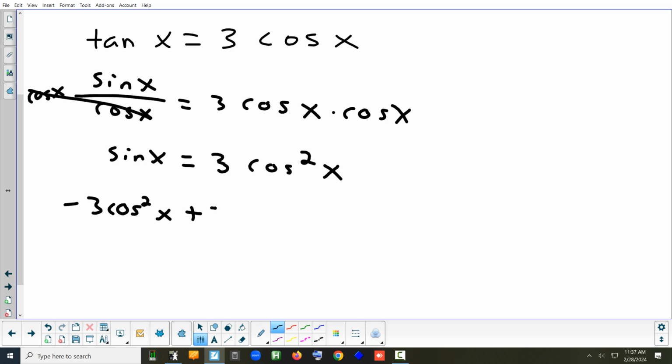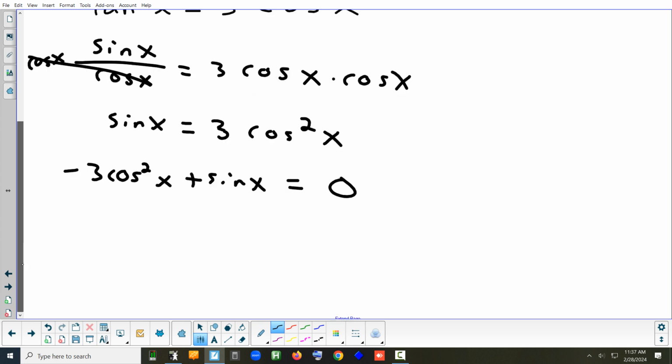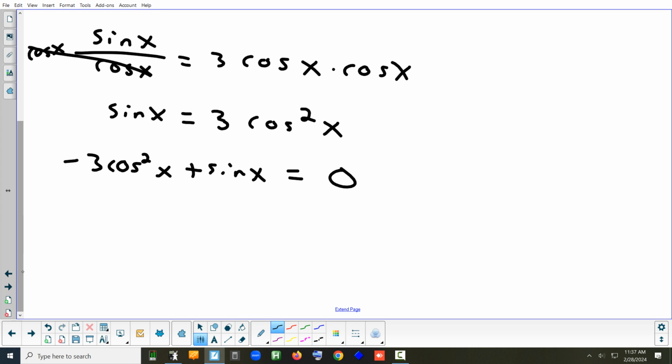Cosine squared. Okay, so now we got that. And what can you substitute for cosine squared? Jake? 1 minus sine squared. Exactly.